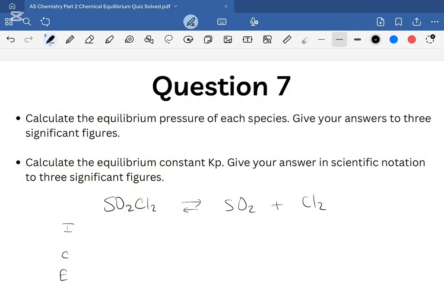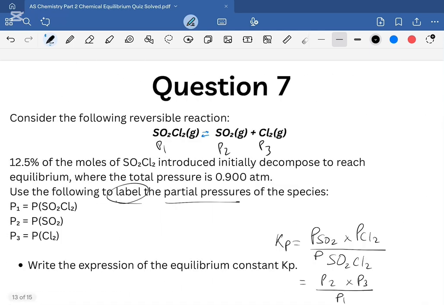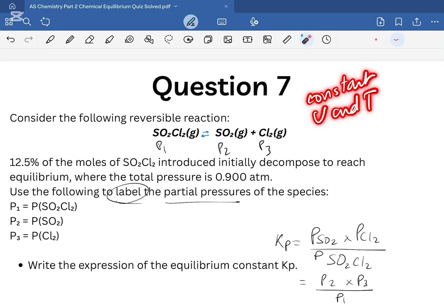ICE. Now instead of using the number of moles as we did before, where we have 12.5% of the moles of SO2Cl2 introduced initially, I'm going to work over here with the pressure. And why am I able to work with pressure? Because over here we're working with gases, and we need to suppose that we have a constant volume and temperature.